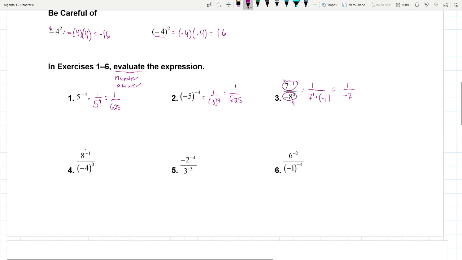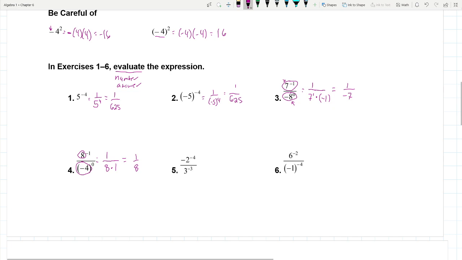Again, I'm going to evaluate these two different bases, the base 8 and the base of negative 4, separately from each other. The 8 to the negative first tells me I need to go 1 over 8. And then I do negative 4 to the 0. Negative 4 to the 0 is 1. So I go times 1, and that equals 1 over 8.